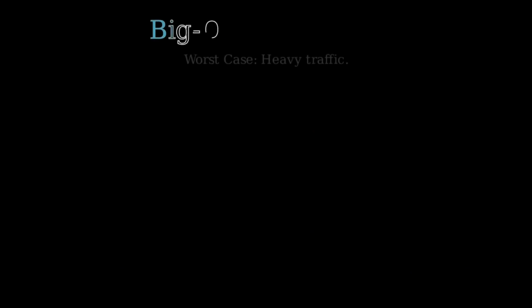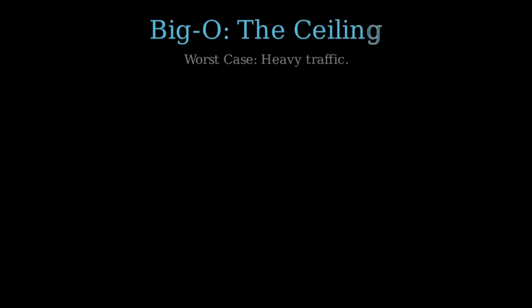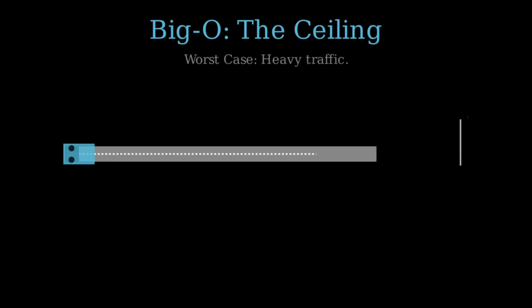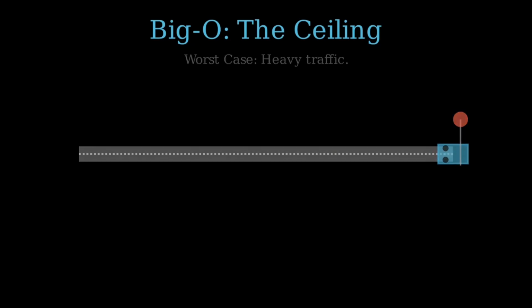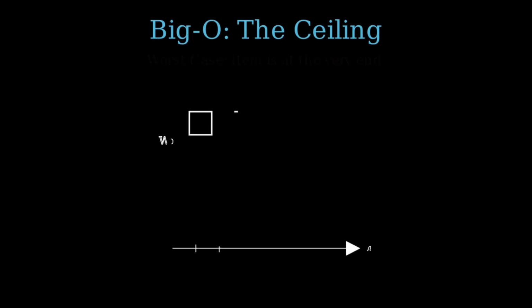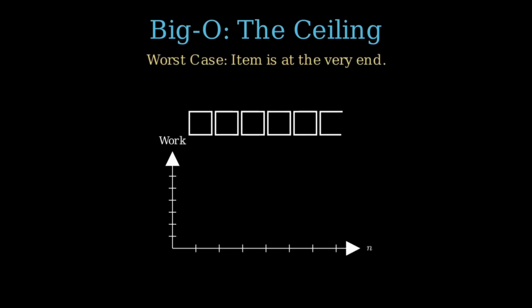Let's look at big O through the lens of your morning commute. Think of big O as your absolute worst case scenario. Imagine every traffic light is red. Big O tells you, even on the worst traffic day imaginable, it will take you at most 60 minutes to get to work. Your commute might be faster, but it will never be slower than this bound. It is the ceiling. In programming, we use this to describe the maximum growth of an algorithm.